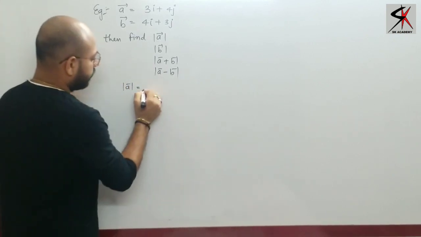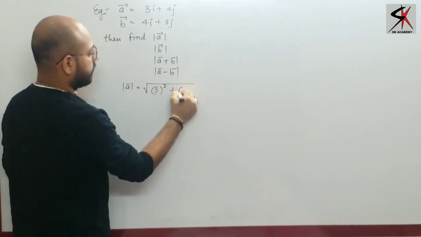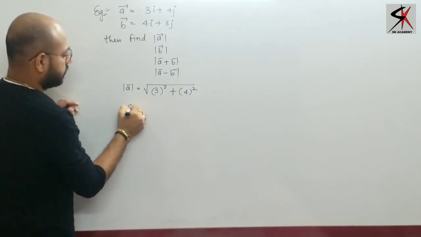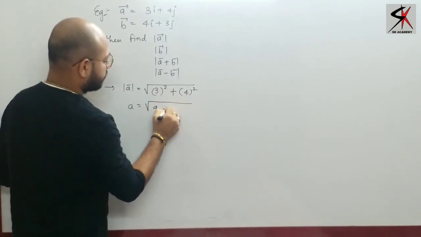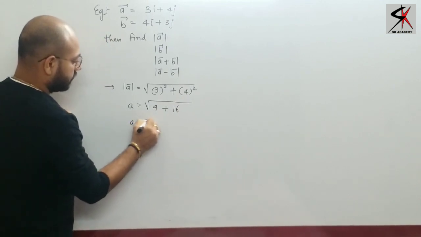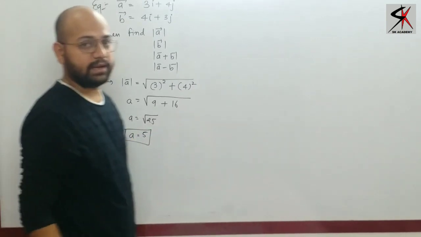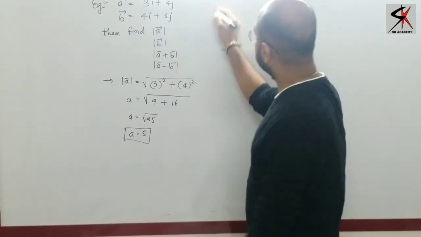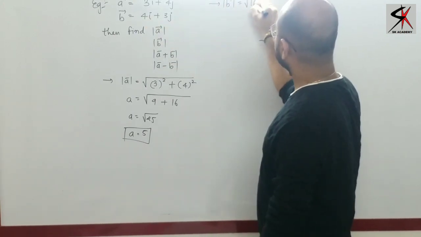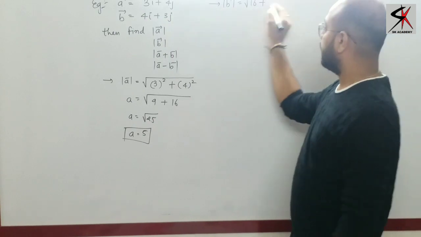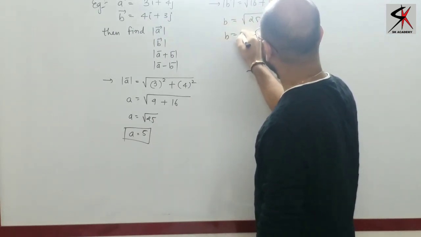So first, magnitude of a bar. What is the magnitude of a bar? Under root 3 square plus 4 square. So a is equal to under root 9 plus 16, so a is equal to under root 25, so a is equal to 5. This is the magnitude of a. Okay. Now magnitude of b is equal to under root 4 square 16 plus 3 square 9. So b is equal to under root 25 and b is also 5.